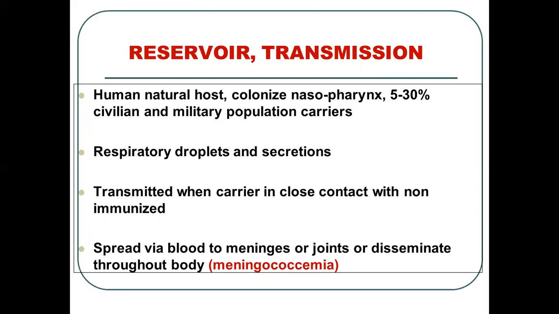And the organism colonizes in the nasopharynx. About 5 to 30% of the civilian population, the military populations, and everyone, we harbor this organism in our nasopharynx. This means that it is the normal flora of the nasopharynx area. And all those organisms which commonly reside in the oropharynx or nasopharynx area are spread through respiratory droplets and respiratory secretions.